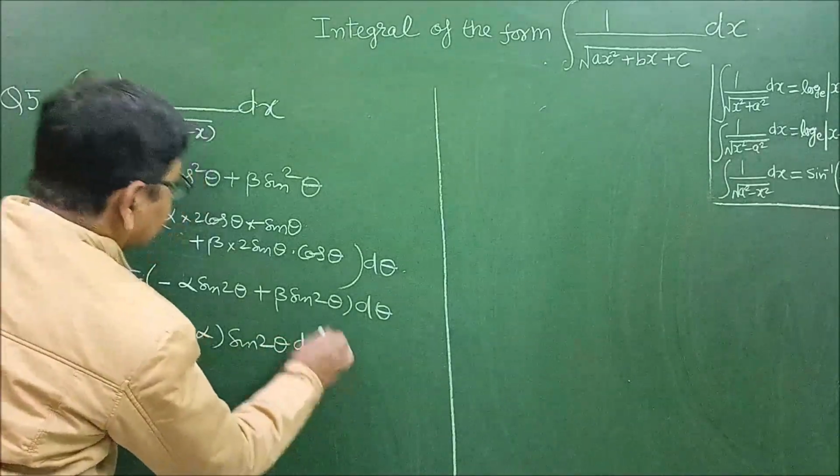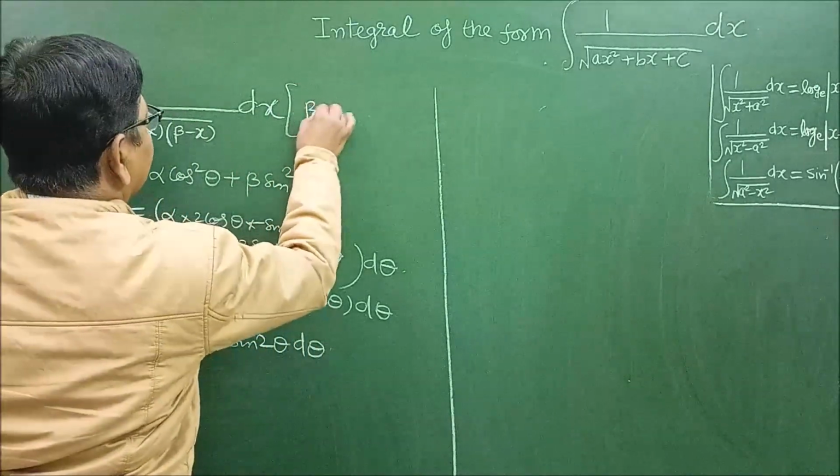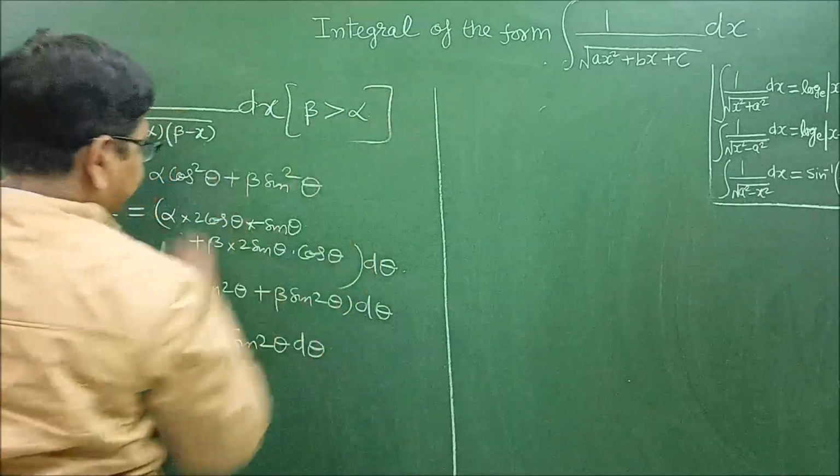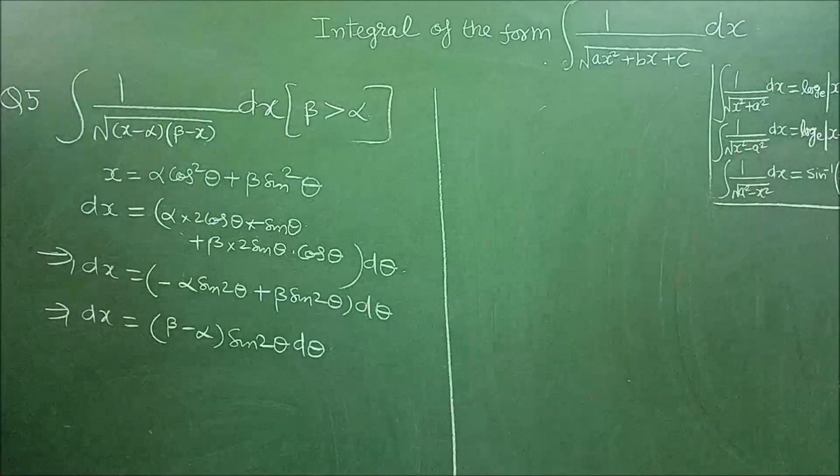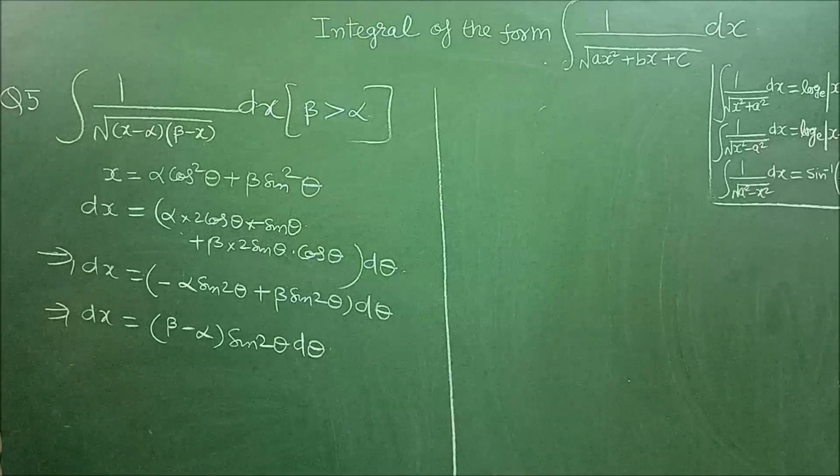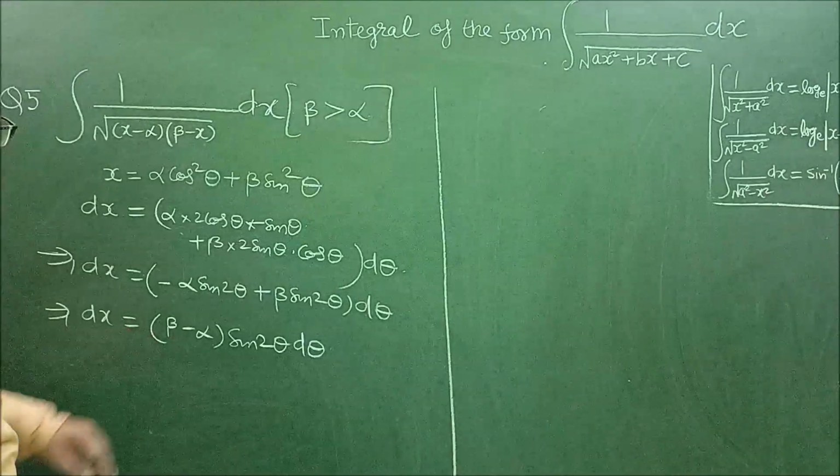The condition is also given here that beta is greater than alpha, so this is positive. Now making the substitution, replacing dx by beta minus alpha.